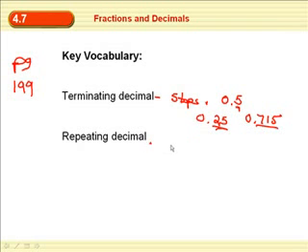A repeating decimal would be like 0.3333 forever. You use bar notation to signify a decimal that is repeating. And we'll talk about what happens when we run into those as we do our problems today.